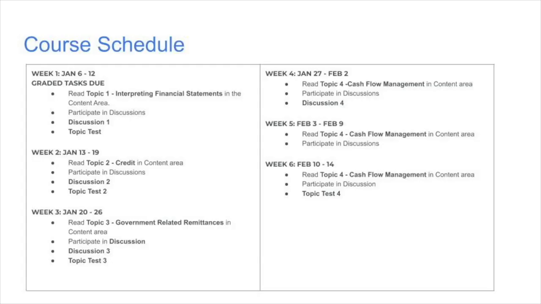Next, I have the overall view of the course schedule. And if you look at the overall course schedule, you can see where we're going on this. The first week, we're going to be looking at the financial statements. In fact, we'll probably be spending a week and a little bit at that. Then we're going to be looking at credit. And then we're going to be looking at the government remittances in the third week. And the fourth through the 6 weeks, we're going to be looking at this cash flow management issue. So as I say, these four modules, 5 classes, we should be able to cover pretty good.